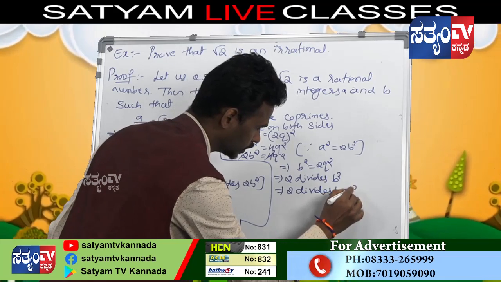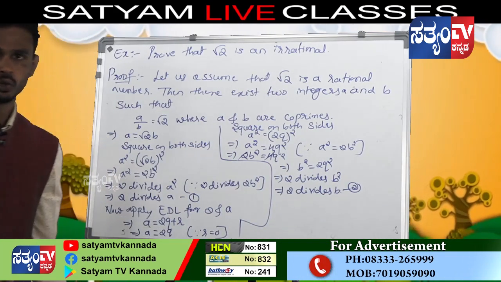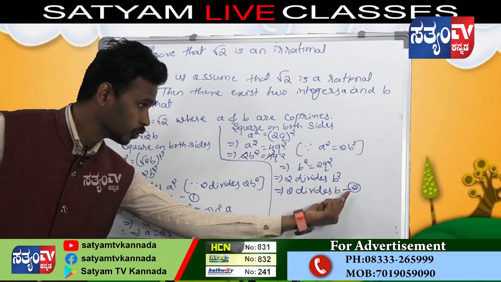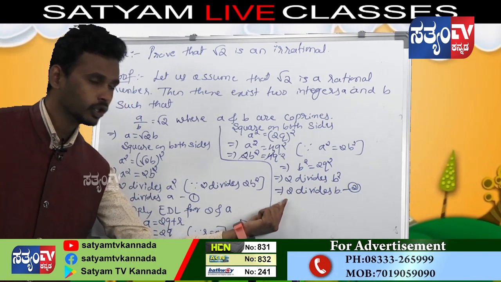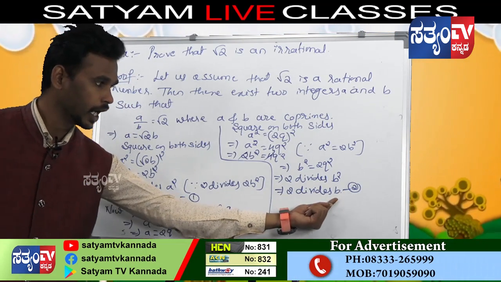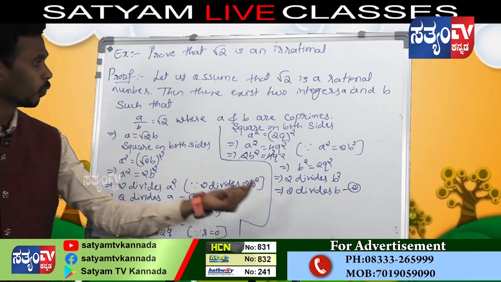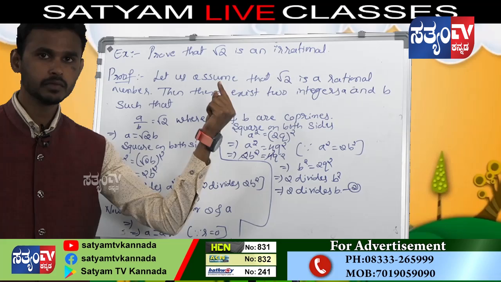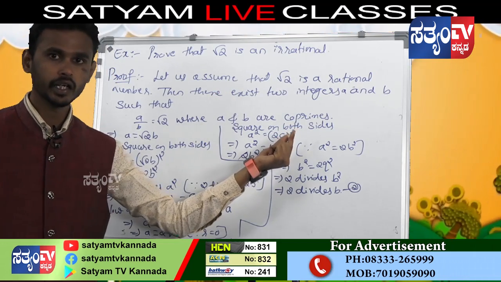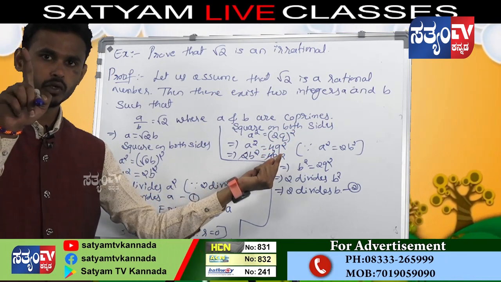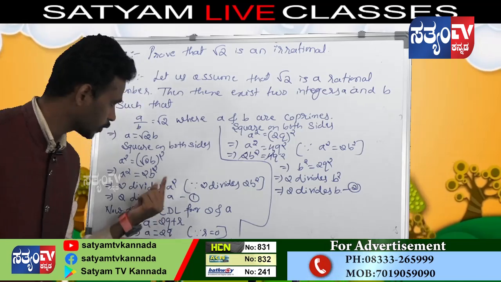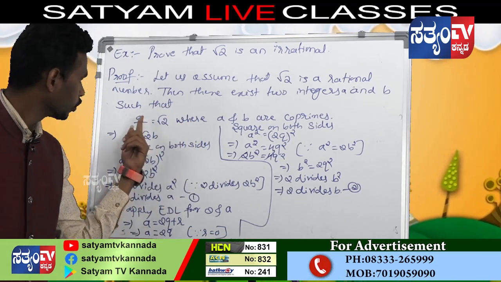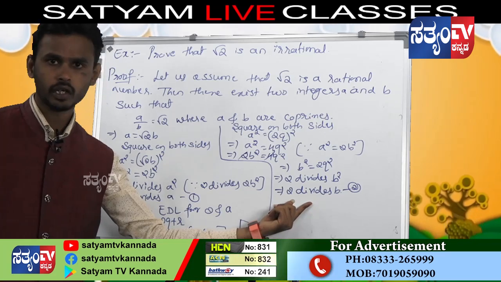Let us take this as equation 2. So now let's see what we can conclude from equations 1 and 2: 2 divides both a and b. But we assumed that a and b are co-primes. Co-prime means both should be divisible by 1 only. But here, from equations 1 and 2, both are divisible by 2. So we can conclude that a and b are not co-primes.